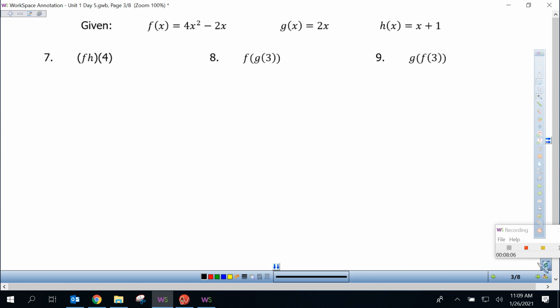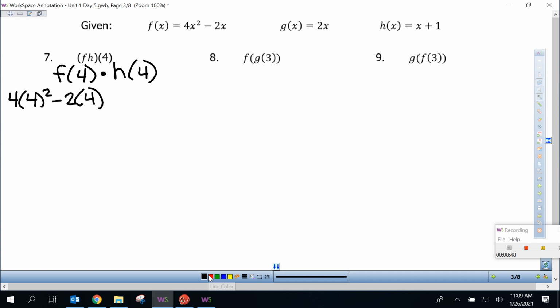Okay, same equation. Number 7, what operation are we doing with f and h? Multiply. So this can be rewritten as f of 4 times h of 4. So go to f's equation, and what do I substitute in for the x's? 4, so this will be 4 times 4 squared minus 2 times 4, and that takes care of f of 4.